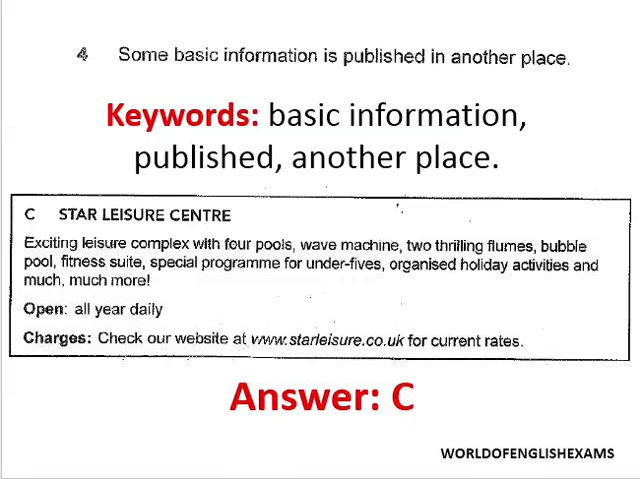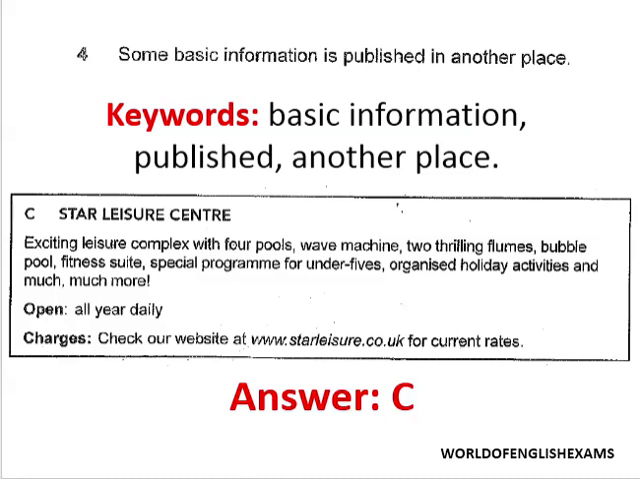Some basic information is published in another place. So basic information, published, and another place. These are the keywords. Now let's read this paragraph, that is called Star Leisure Center. Exciting leisure complex with 4 pools, wave machine, 2 thrilling flumes and bubble pool, fitness suite, special program for under 5s. I think this is related to children and their age. Organized holiday activities and much more.